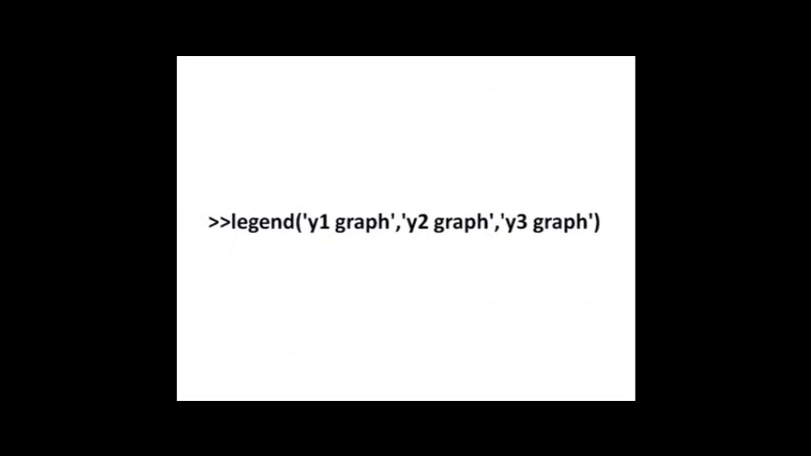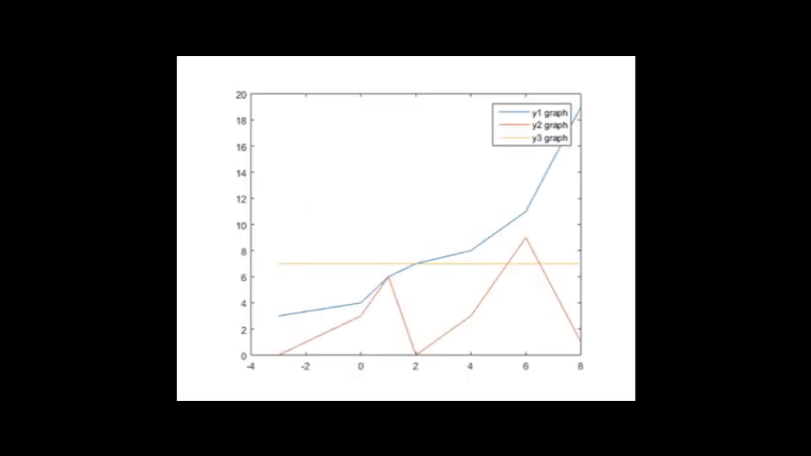Let us practice the legend on the last graph. We have three graphs, so we need three texts. For the first graph, we have chosen the text y1 graph. You could have chosen another text. After running the statement in MATLAB, you're going to see the output as shown on the figure. Here, the upper right corner shows you the legend inside the box. The color code of the legend can easily distinguish different graphs.